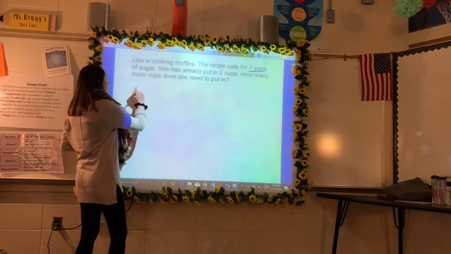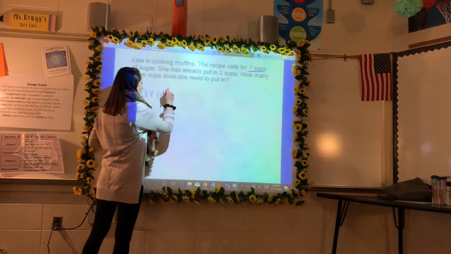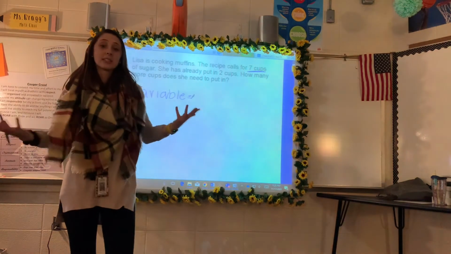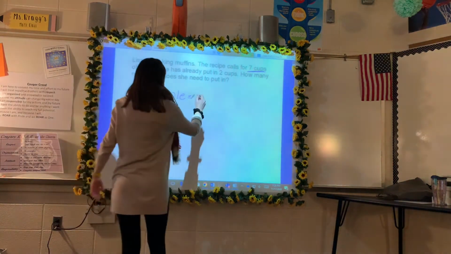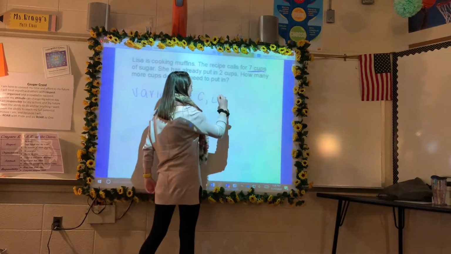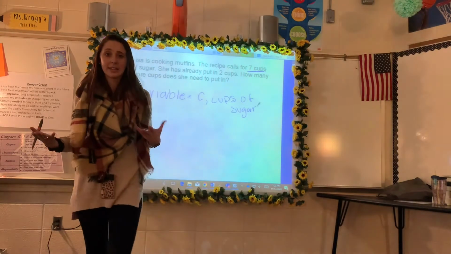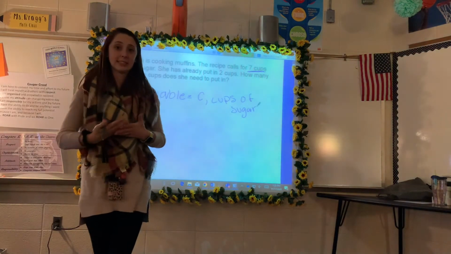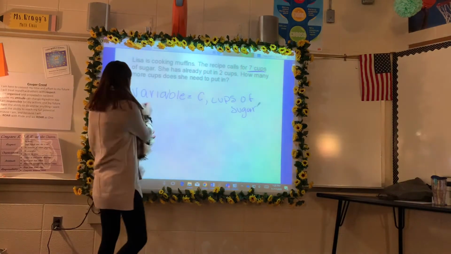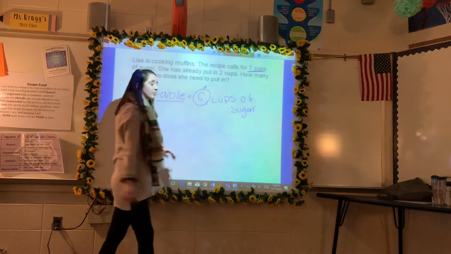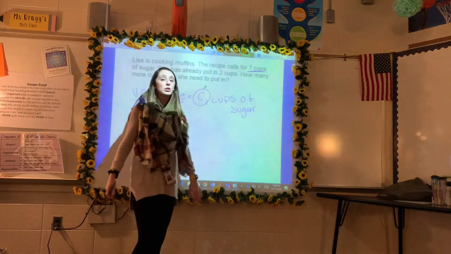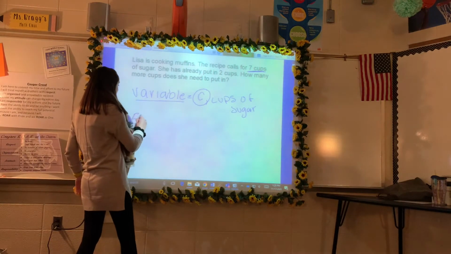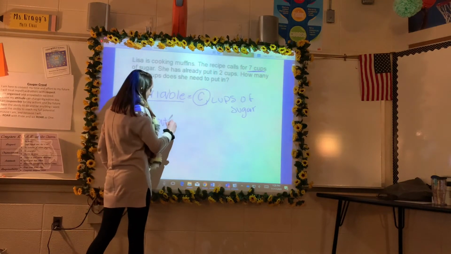The first thing we want to do is identify a variable, and say what this variable is going to equal. In this case, I'm going to choose C for our variable, and it's going to be cups of sugar because that's what we want to find out. Now you could have done X, you could have done Y. It doesn't matter as long as you keep that consistent. So my variable is going to be a C for cups of sugar. After we have chosen our variable, we want to create an equation. Our equation is going to help us answer this problem.